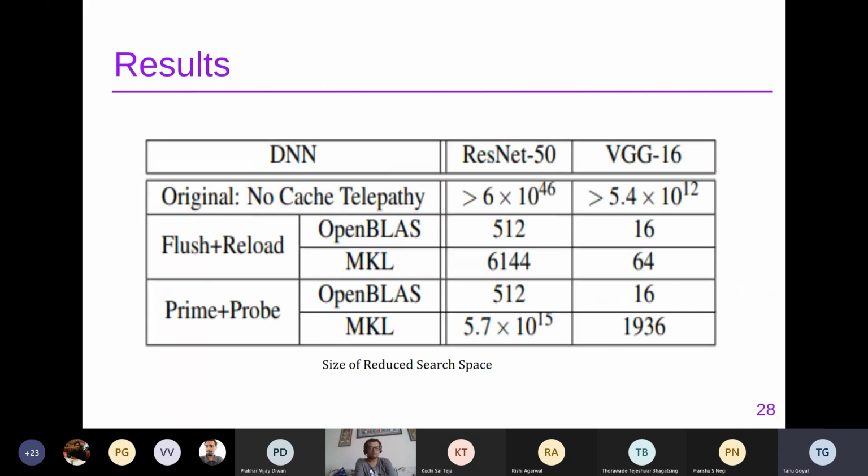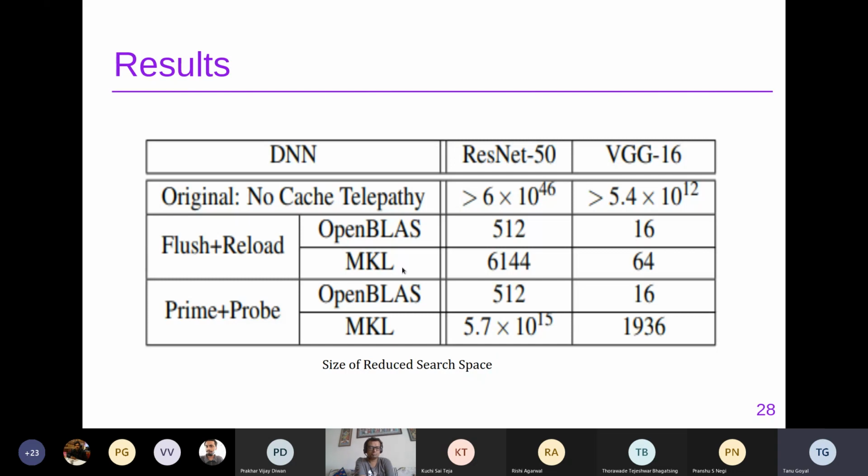Coming to the final result, all these architectures contain millions of parameters. Like we have seen the number of neurons, and combining all those values, they will be in the range of 10 power 46 for ResNet, and 10 power 12 for VGG16. Using this cache side channel attack, we are able to bring down the architecture size to around hundreds to thousands for ResNet, and in terms of 10 for VGG16. Similarly using prime and probe as well.